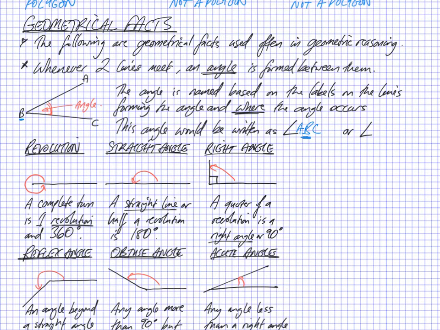But you could also name the angle the other way around. You could name it angle CBA. That would be perfectly fine too. It's up to you to decide which way you want it. The important part is you call it an angle with the angle symbol there, and you put the B where the angle occurs in the middle of the name.